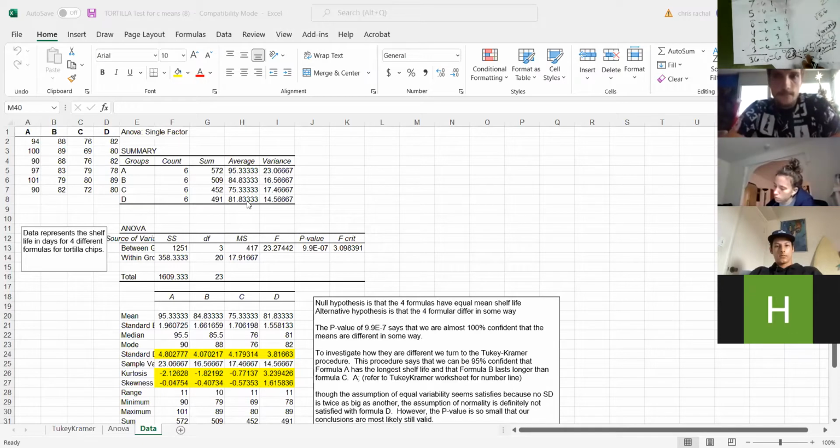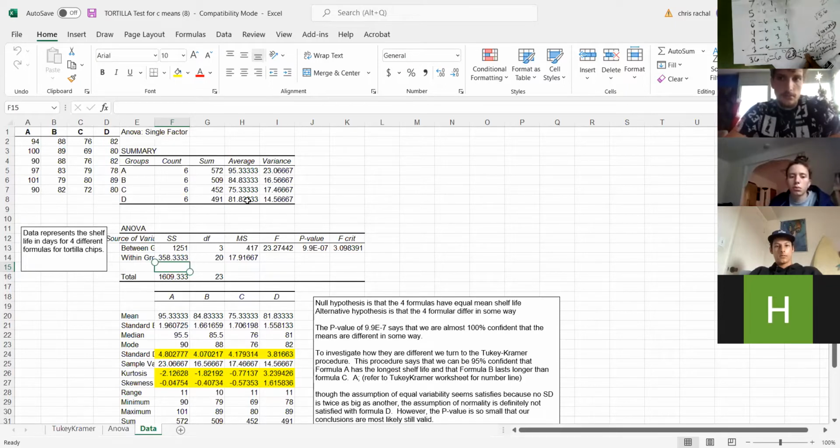Sum of squares, SS. Degree of freedom, what is that? Well, how many groups do we have? We got 4. We remove 1. Our degree of freedom is 3. We did that here. So far, so good. We look over here and we look at the variance. What is that? Square root that, you get your standard deviation.